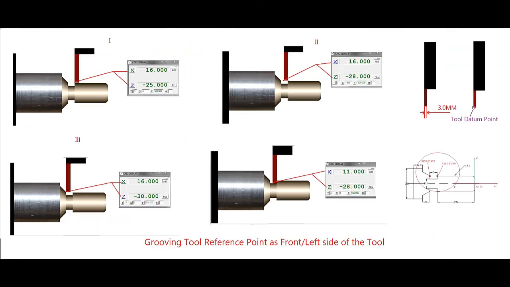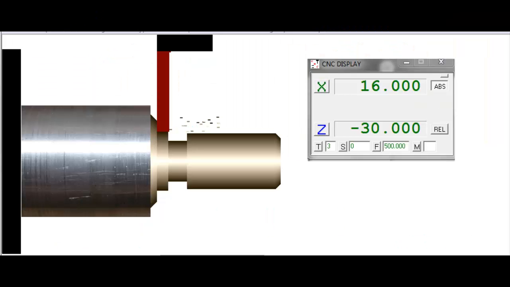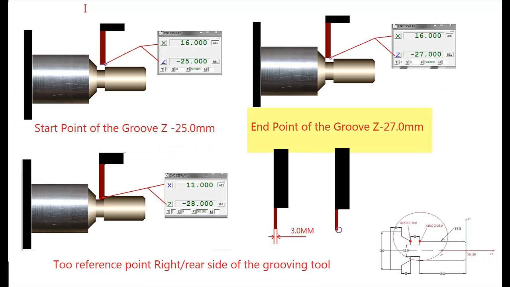The groove end position will be Z-30 mm if we consider the front, left side of the grooving tool as reference. Whereas the groove end position will be Z-27 mm if we consider the right, rear side of the grooving tool as reference. If we use Z-30 mm as the endpoint, an additional 3 mm is machined. The end position of the groove has to be compensated with the tool width: 3 mm is subtracted from 30 mm and it becomes 27 mm.